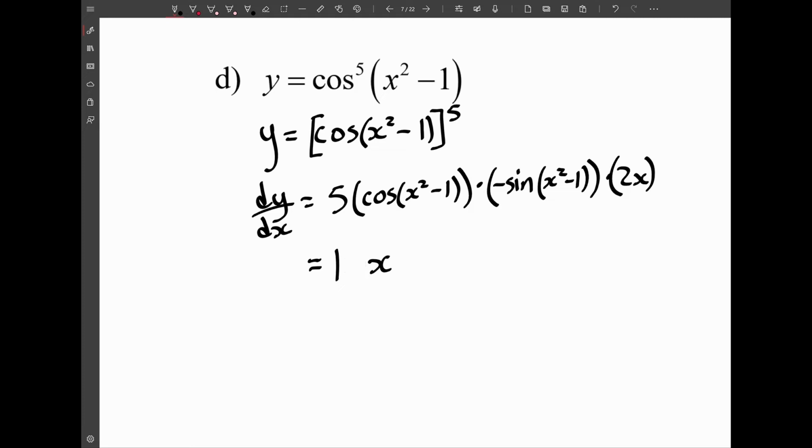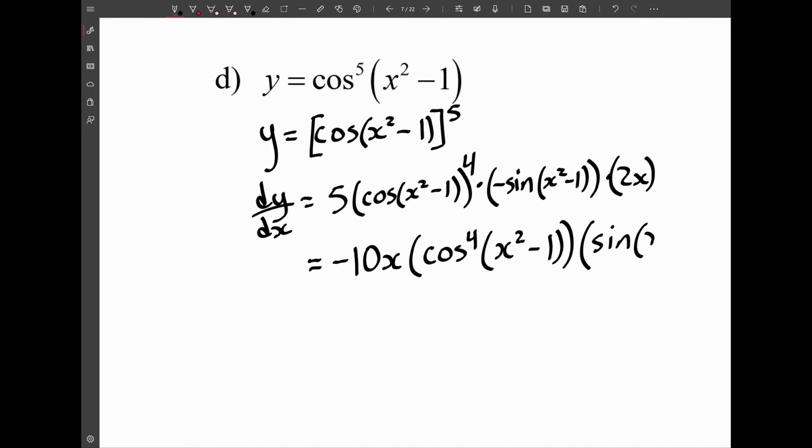So what we've got here is we're going to multiply 5, 2, and negative 1 to get negative 10x. Then we just pull the rest of our stuff together. And you might notice a mistake that I definitely made. When I took the initial derivative of cos x squared minus 1 all to the power of 5, I forgot that when I pulled down my 5, an exponent of 4 remains. See, there you go. So that's going to be 10x times cosine to the power of 4 of x squared minus 1 times sine of x squared minus 1. There we go.